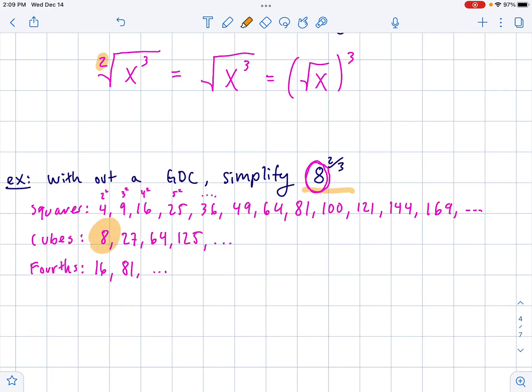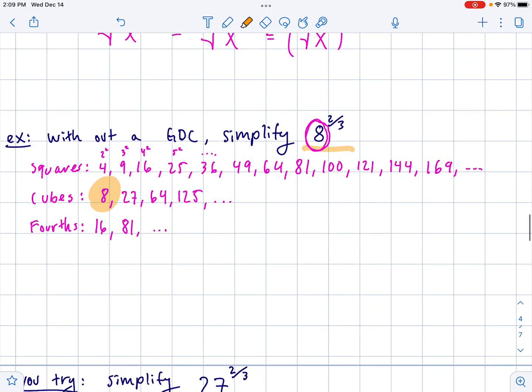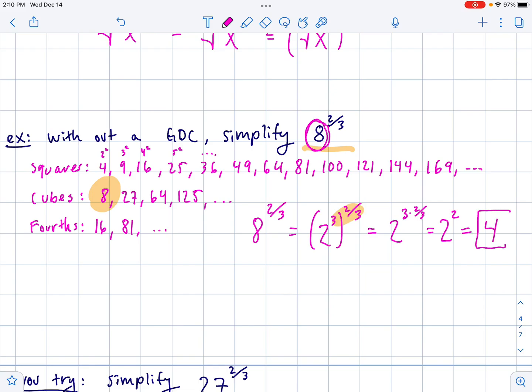So, you guys, this number right here, this 8, is a hot number. It's this hot number right here. It's a perfect cube. So what we can do is rewrite the problem. 8 to the 2/3 is the same thing as 2 cubed to the 2/3. Then you have a power of a power. So this becomes 2 to the 3 times 2/3, which is the same thing as 2 squared because the 3's cancel each other out, which means the answer is 4.